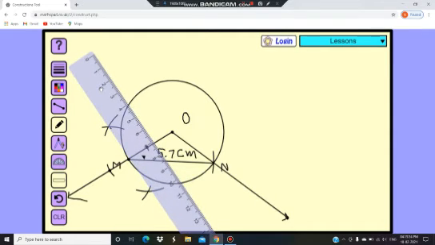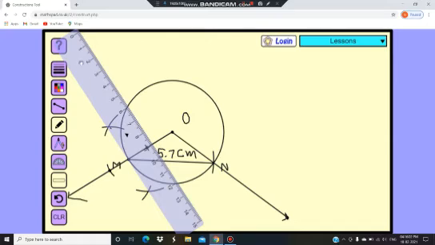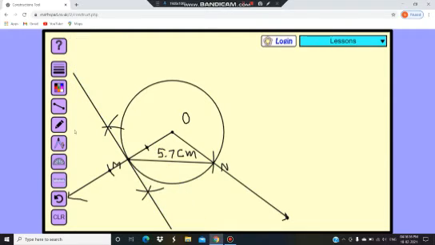Now pass a line through it. Okay, on both sides show the arrow. So this is the one tangent passing through the point M. Same way we can draw the second tangent passing through the point N.